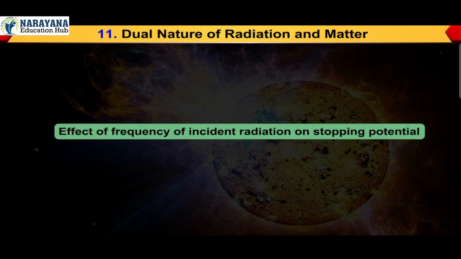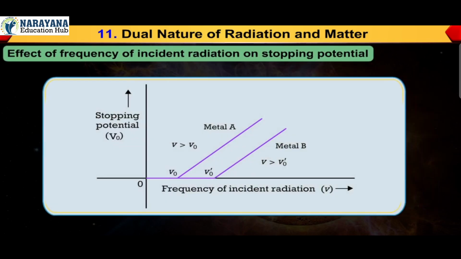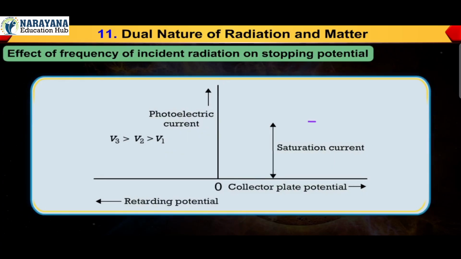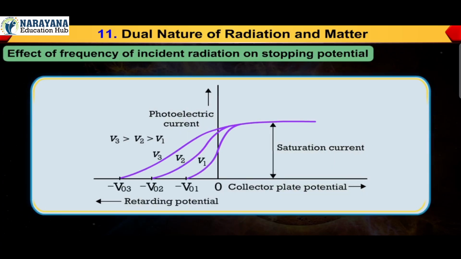Effect of frequency of incident radiation on stopping potential. We now study the relation between the frequency nu of the incident radiation and the stopping potential V0. We suitably adjust the same intensity of light radiation at various frequencies and study the variation of photocurrent with collector plate potential. The resulting variation is shown in figure.